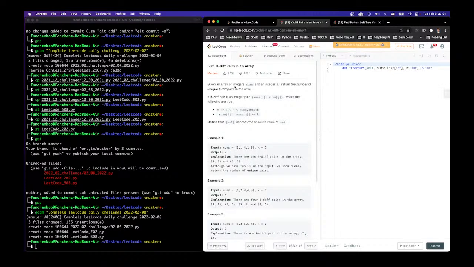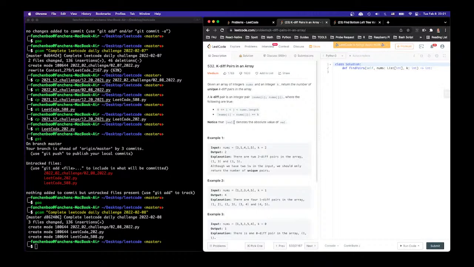Given an array of integers nums and an integer k, return the number of unique k-diff pairs in the array. A k-diff pair is an integer pair where the following are true: i is smaller than j, and the difference is k. Note that this denotes the absolute value. So there are two diff pairs: 1, 3 and 3, 5. Although we have two ones in the input, we should only return the number of unique pairs.